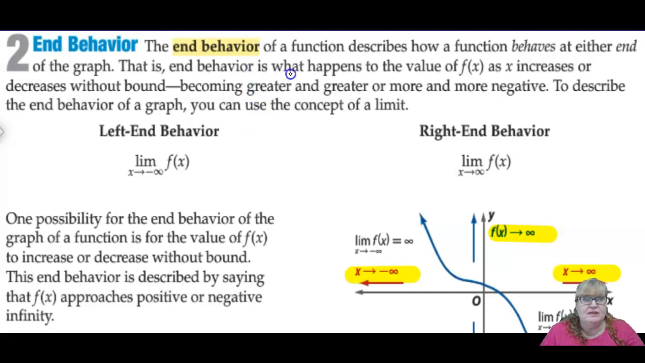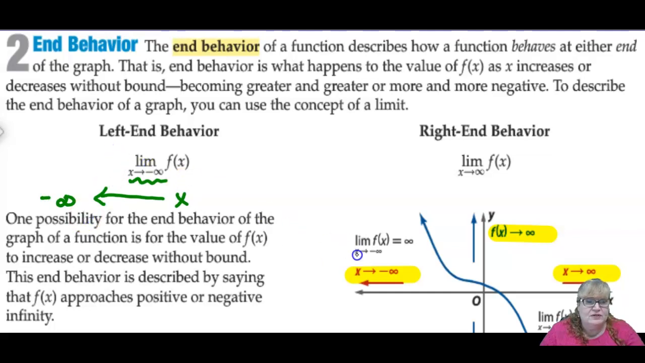That is, end behavior is what happens as the values of y, or f of x, increase or decrease without bound, becoming greater and greater or more and more negative. To describe the end behavior of a graph, we can use the concept of a limit. So the left end behavior would be what happens when x approaches -infinity, okay? I want you to think of the x-axis, and it's going to the left, so it's going towards -infinity.